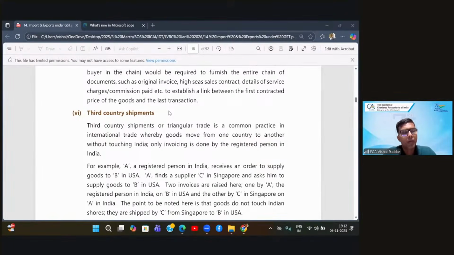First, from the perspective of customs law, what is the tax implication? The answer is no tax implication, because the goods neither physically entered India, so no customs import implications, nor did the goods travel physically outside India, so no export implications. From customs law, no implication at all.